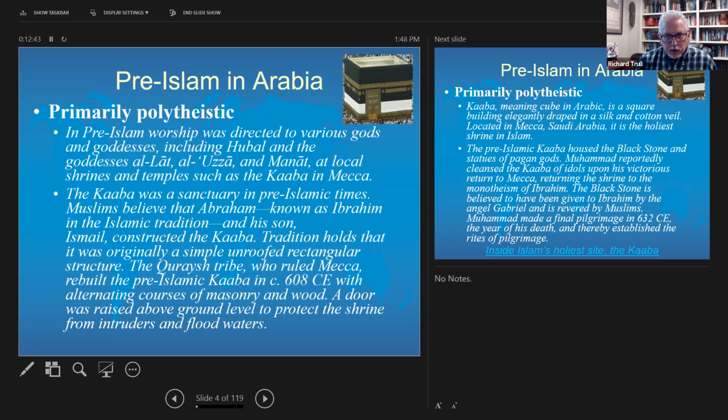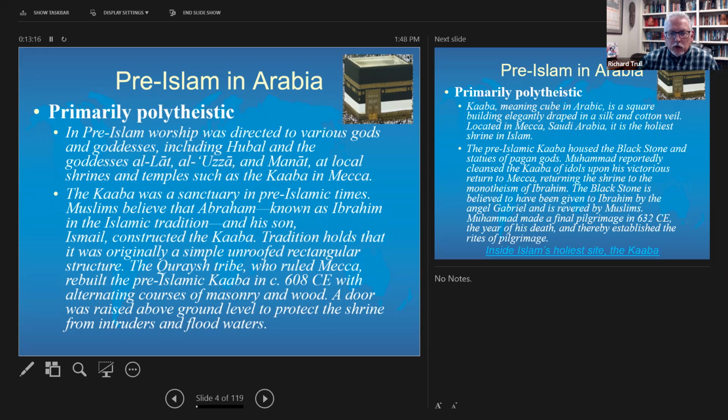So that Kaaba dates back. Now it's been redone during Islamic times, but Muslims believe that Abraham, known to them as Ibrahim in the Islamic tradition, and his son Ishmael, notice it's not the one the Bible follows, constructed the Kaaba. Tradition holds that it was originally a simple, unroofed rectangular structure.